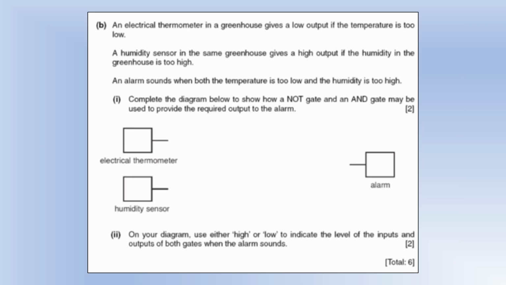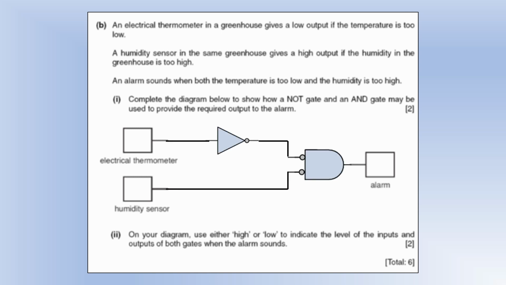So an electrical thermometer in a greenhouse gives a low output if the temperature is too low. The humidity sensor in the same greenhouse gives a high output if the humidity is too high. An alarm sounds when both the temperature is too low and the humidity is too high. Complete the diagram below to show how a NOT gate and an OR gate may be used to give the required output. So we want when the temperature is low to give a high output.